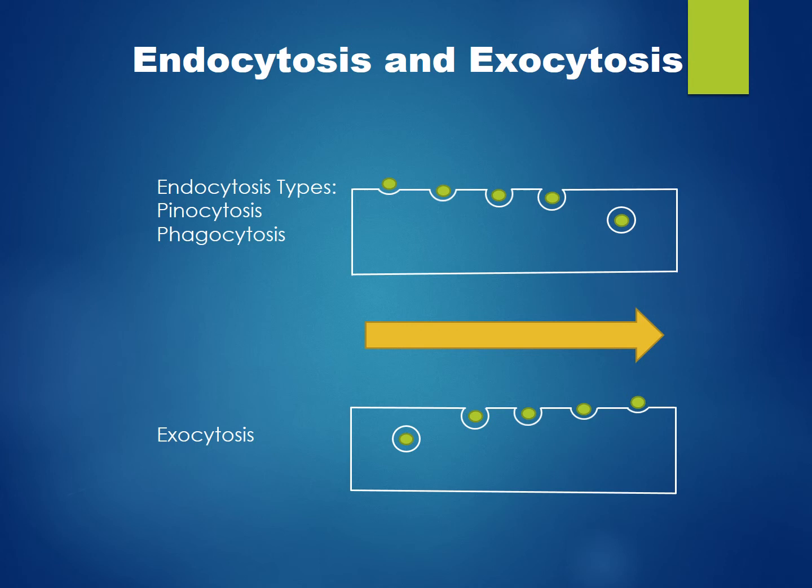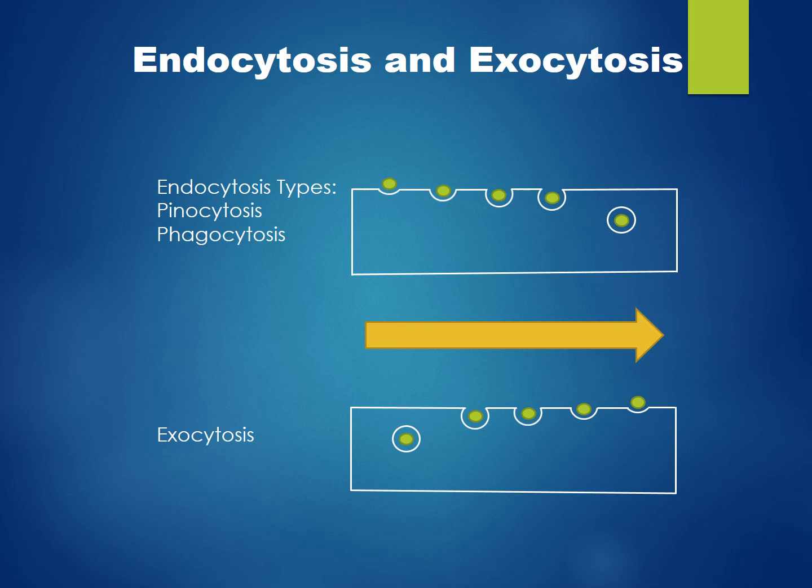Exocytosis is the opposite of endocytosis. In exocytosis, an intracellular vesicle will merge into the cell membrane and gradually evolve to become part of the cell membrane and expel the materials within the vesicle into the extracellular fluid.